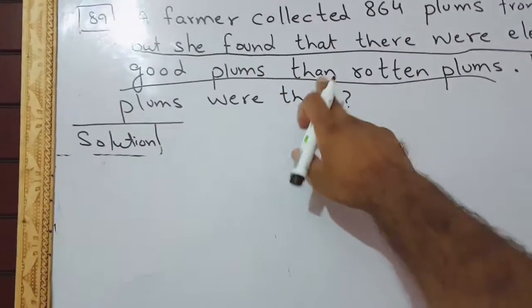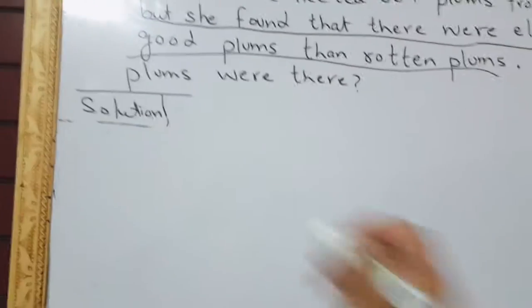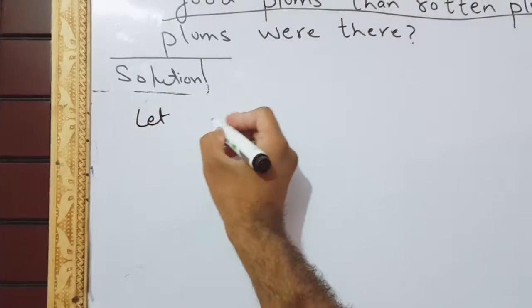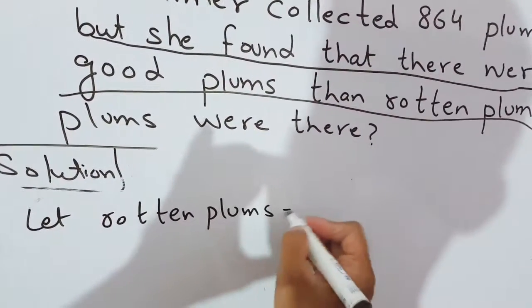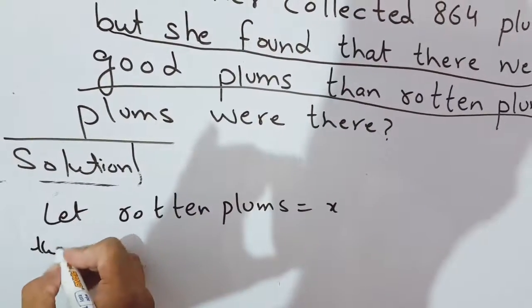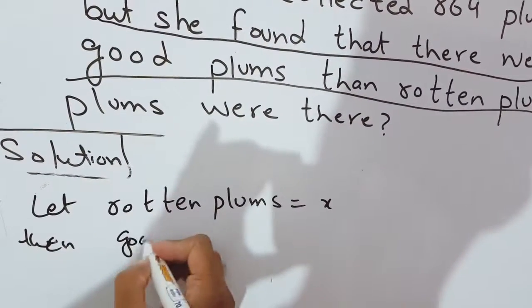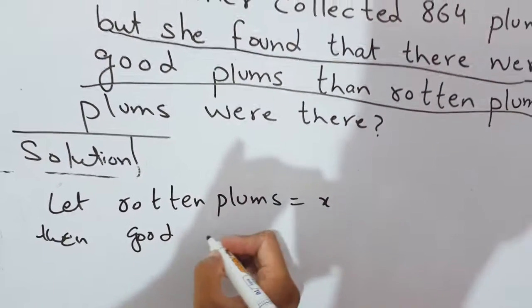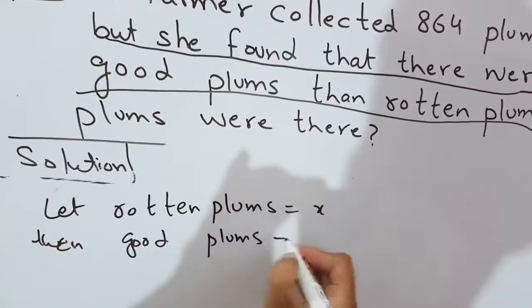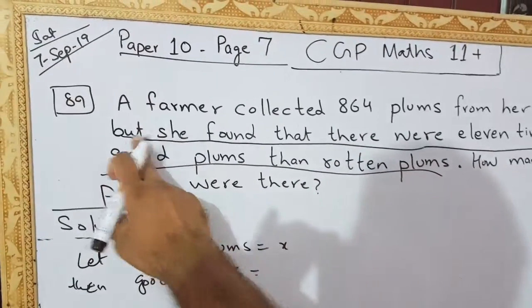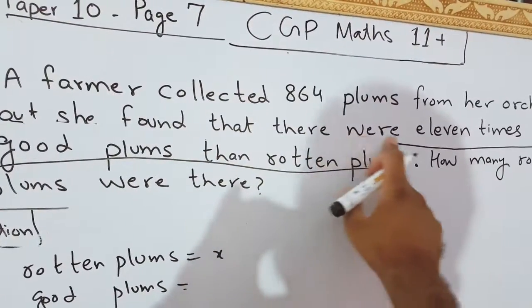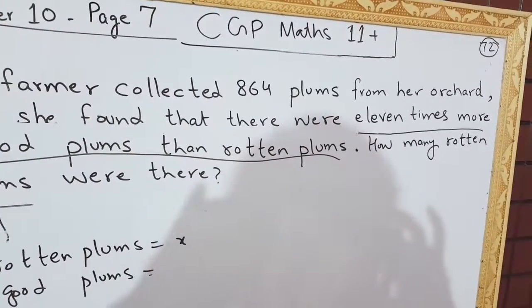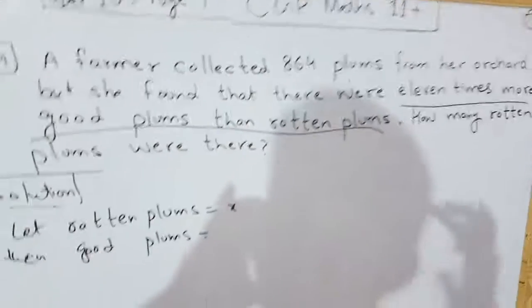The word written after then, I shall write: let rotten plums is equal to x, then good plums. We shall read the line again. 11 times more good plums than rotten plums. I shall remove this line and we shall focus on this line only.